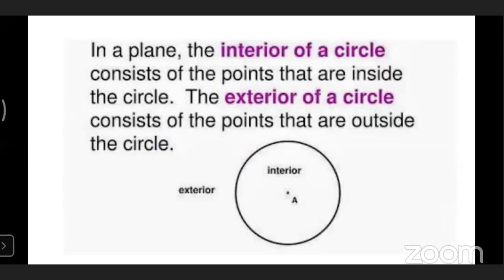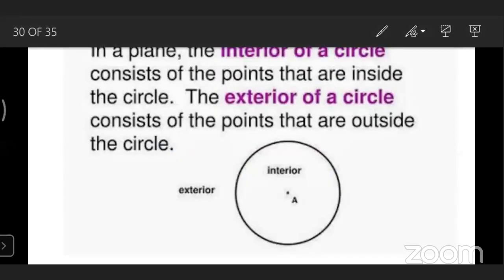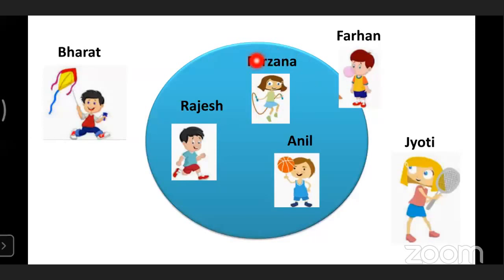So these students, Farzana, Rajesh, and Anil, are inside. So this is called the interior part of the circle. Interior part, right? And Bharat and Jyoti are outside. So that is the exterior part of the circle. And Farhan is standing on the circle, right? So this is the on the circle. He's standing on the boundary. So he is on the circle.